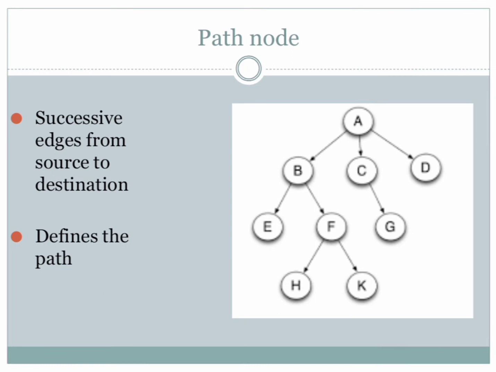Path node. Path node is the successive edges from source to destination which defines the path of the root to the leaf node. If you consider the path from A to H, from A it will move to B, then to F, then to H. This is the path for reaching H through A. So the intermediate nodes are B and F, which makes it move to H. This is called the path nodes. B and F are path nodes.